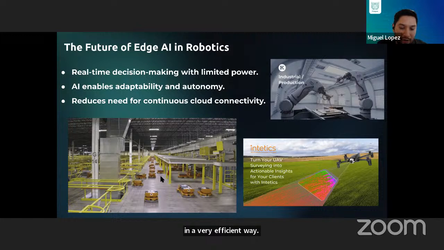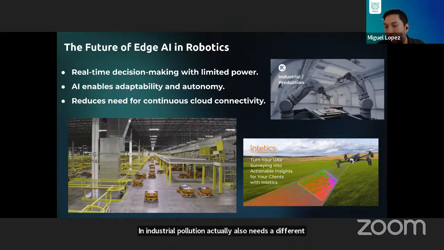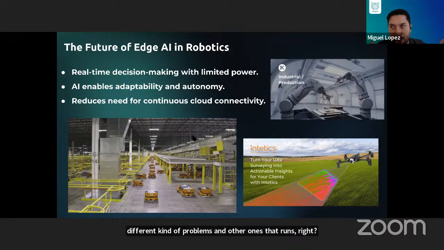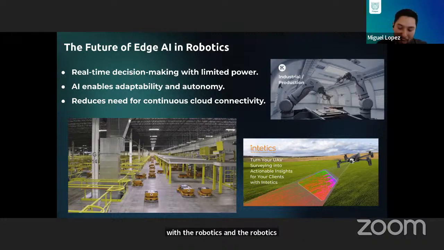So actually, these are robots, and maybe they have some resource constraints, right? In industrial production, different robots are also needed for different kinds of problems, and the other ones are drones, right? So in summary, as we can see, we have different necessities in the market and industry in general with robotics, and robotics have some constraints with energy and resources in general.